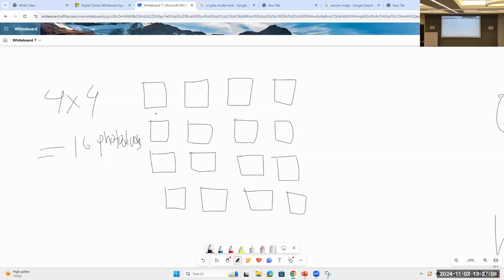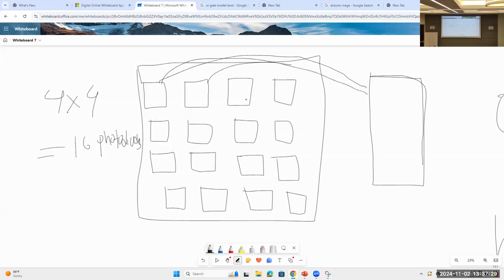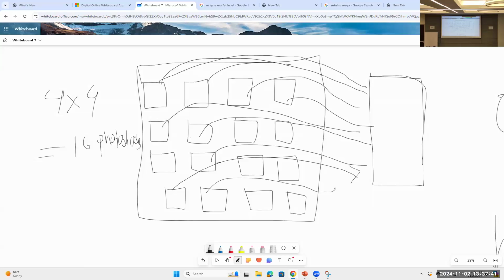We are trying to make a camera, a small version of a camera. Then what will we do? We have 16 photodiodes, and we will take the signals of each photodiode to a microcontroller, which is the Arduino Mega. For processing the signals from the sensors, we will use the Arduino Mega. We will take each and every photodiode's output to the Arduino, so we can deal with all 16 photodiodes.